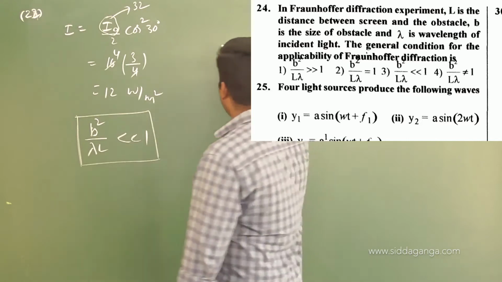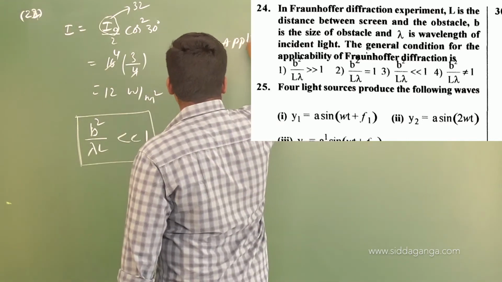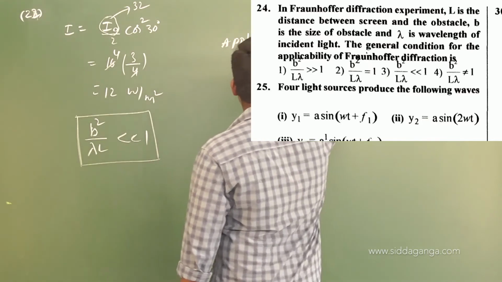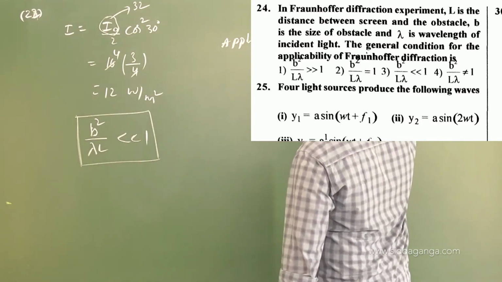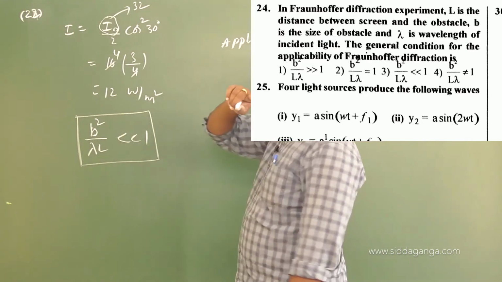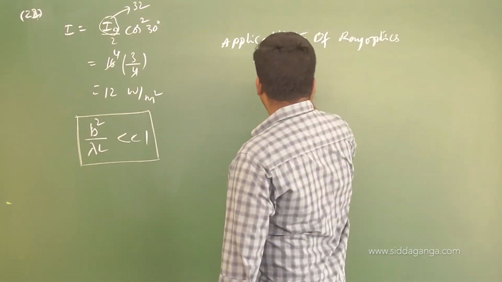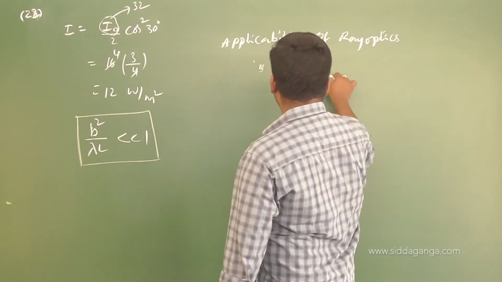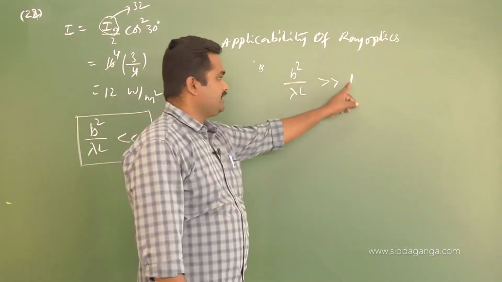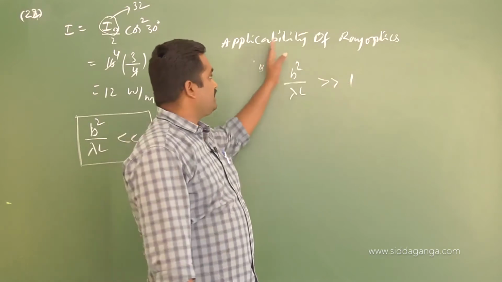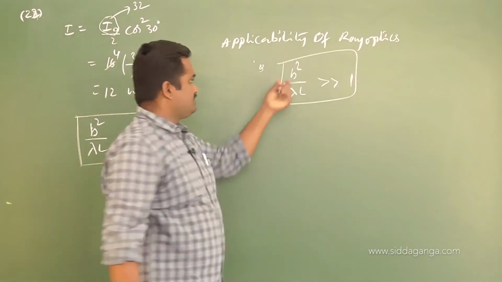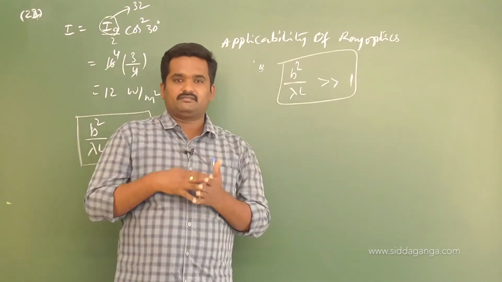If I am going to say applicability of ray optics, what is the condition for applicability of ray optics there? B square by L lambda should be much greater than 1, or the size of the obstacle should be much greater than the wavelength of light. So for ray optics or geometrical applicability, what is this size of the obstacle?